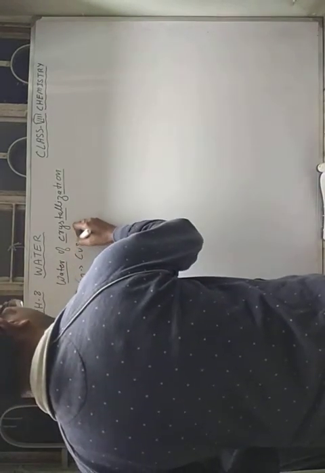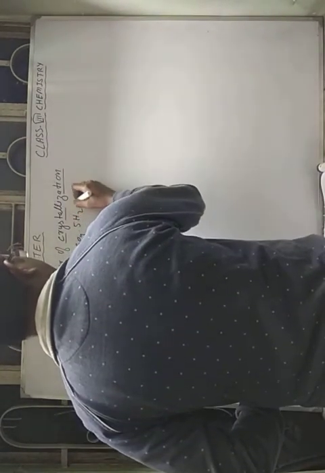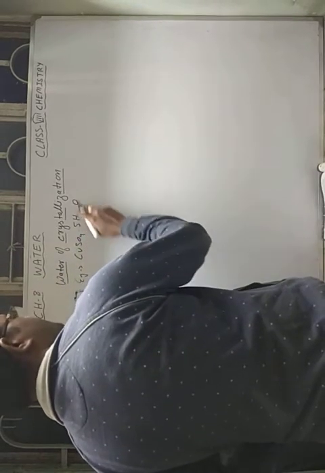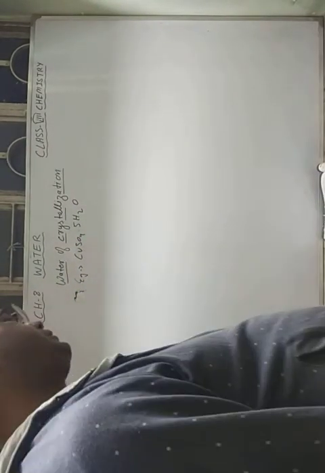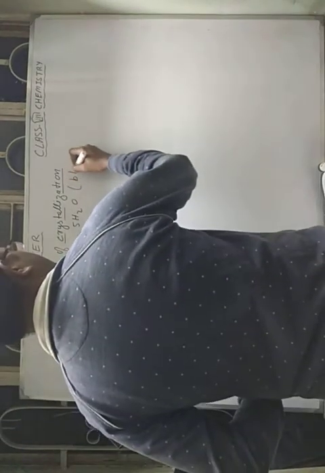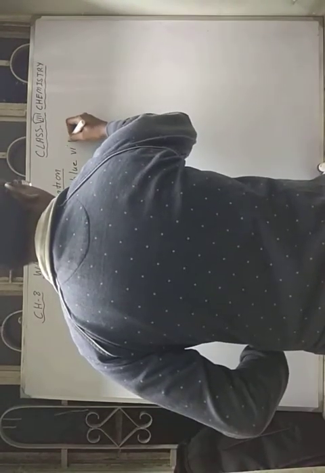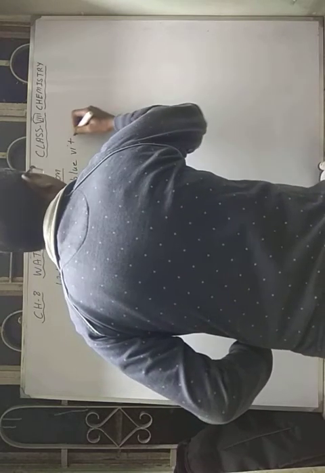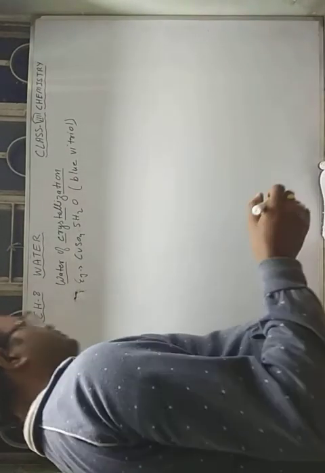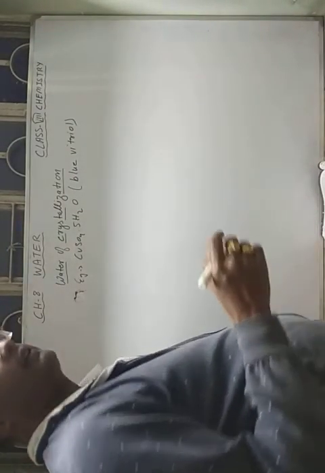So a few examples of water of crystallization. For example, CuSO4.5H2O. That means it is copper sulfate pentahydrate. It is also called blue vitriol. Its common name is blue vitriol, and its chemical name is copper sulfate pentahydrate.